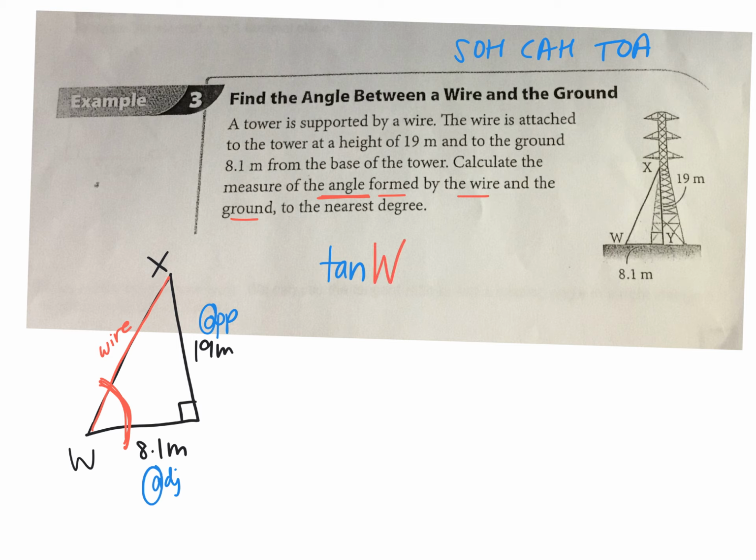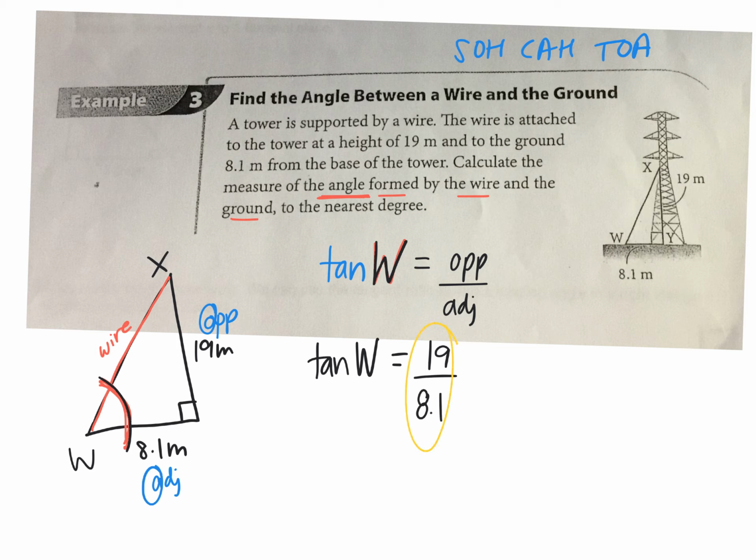So we're going to call it tan W, okay? So we're writing tan W, because that's the unknown, is equal to opposite over adjacent. So let's fill it in. Tan W equals, opposite is what? 19, and adjacent is 8.1. This is the ratio. We're going to turn that into a decimal. We're going to do 19 divided by 8.1.